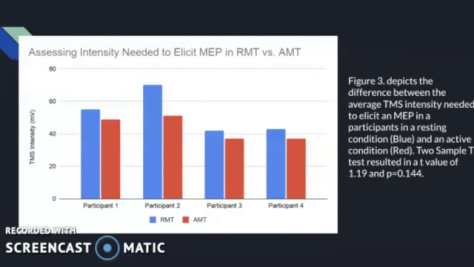In this last figure, we look at the intensity needed to elicit an MEP in resting motor threshold versus active motor threshold tests. As you can see in the blue, this is the participant's resting motor threshold on average, and in the red is the participant's average active motor threshold. The intensity needed from the TMS decreased from each trial when looking at resting motor threshold to active motor threshold. This is consistent with the literature, as the neurons for the muscle are already firing during the active motor threshold condition, so it makes sense that a lesser intensity is needed to elicit the MEP.